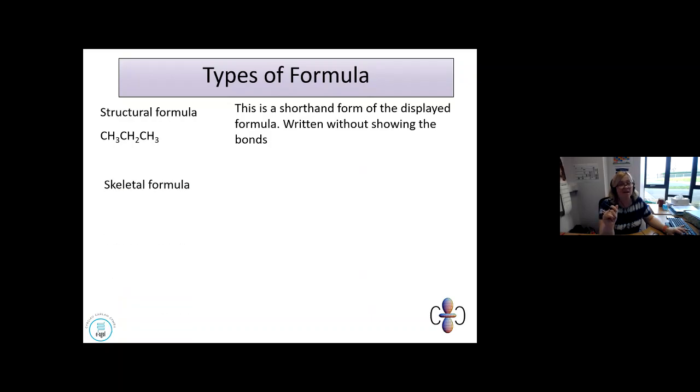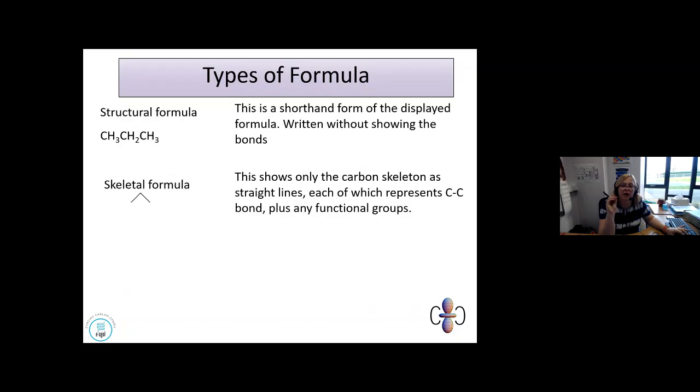Now this is very much a fast one, but is often mistakenly drawn. Skeletal is very basic, but can be informative if you interpret it correctly. So skeletal in this case shows you the carbon skeleton. It only shows you the carbon skeleton as simple straight lines.